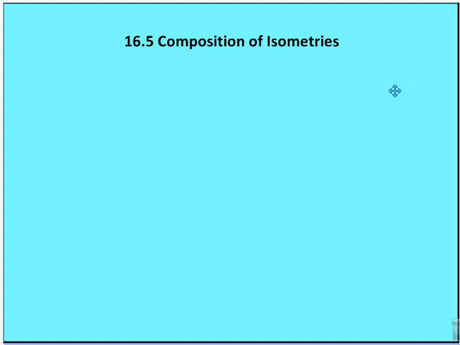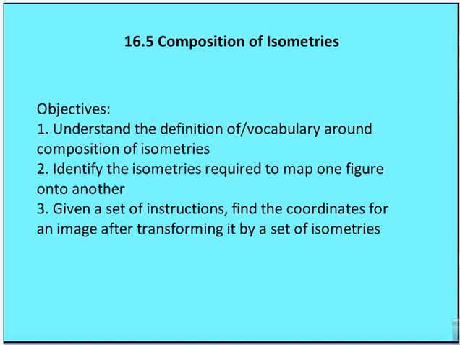In this edition of Aughton Math, we're going to talk about composition of isometries, the last video in our series on transformations. All right, so our objectives: understand the definition and vocabulary around composition of isometries, identify the isometries required to map one figure onto another, and given a set of instructions, find the coordinates for an image after transforming it by a set or sequence of isometries.